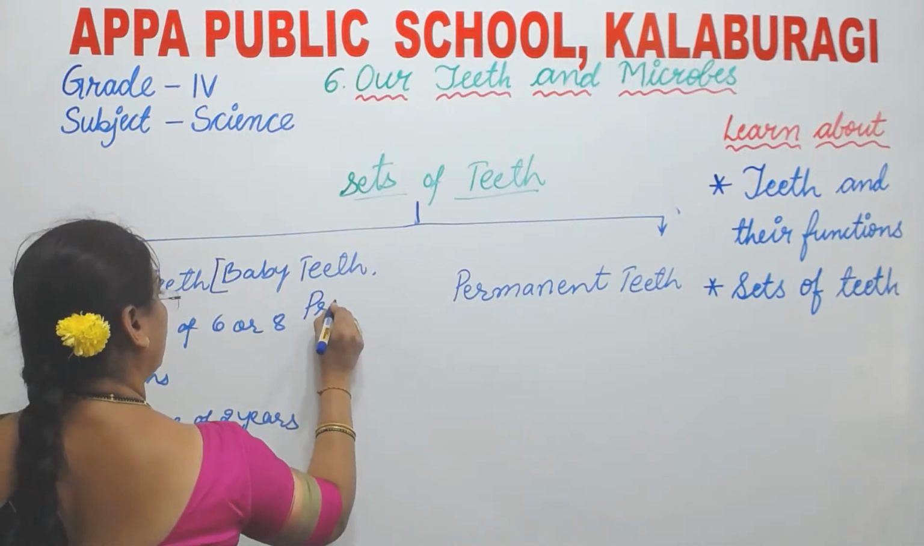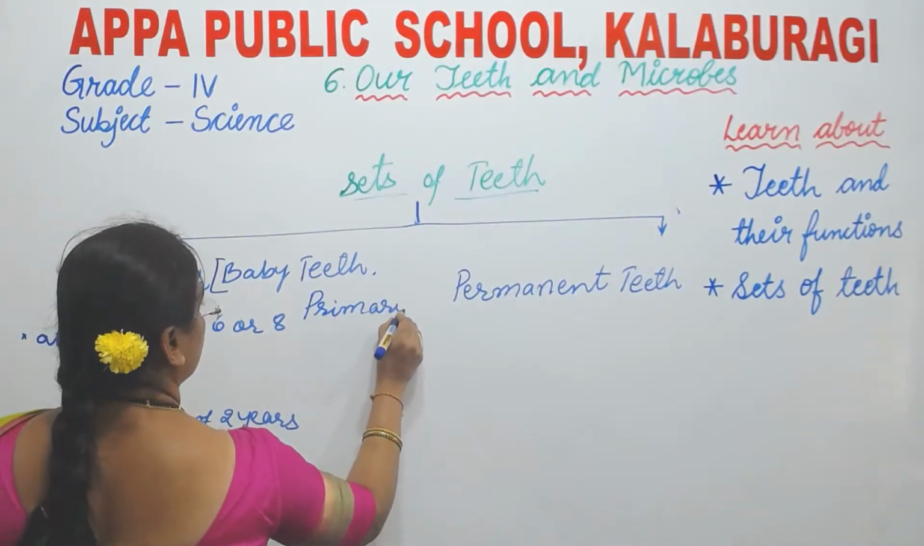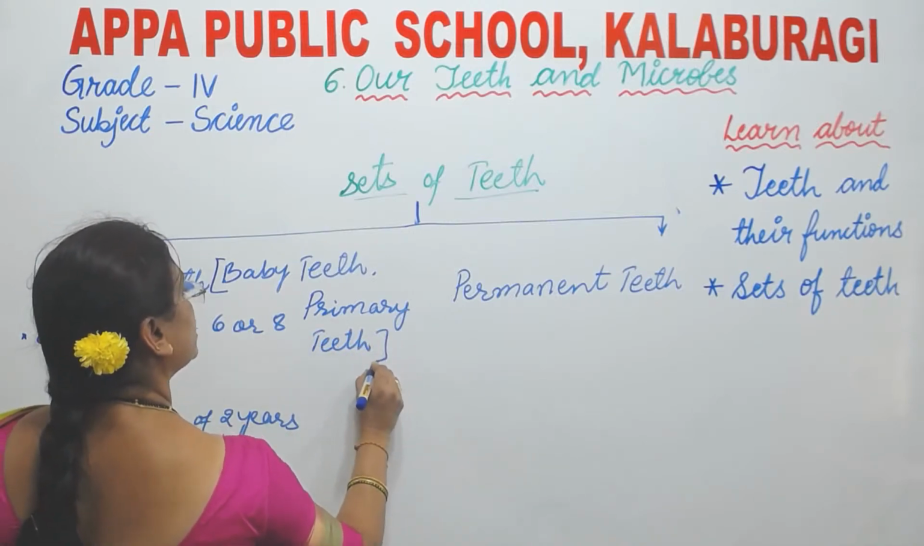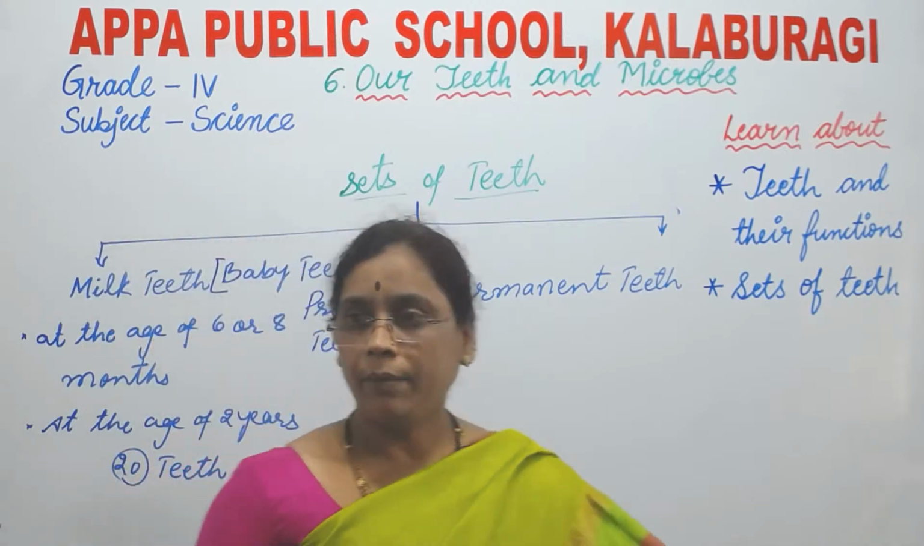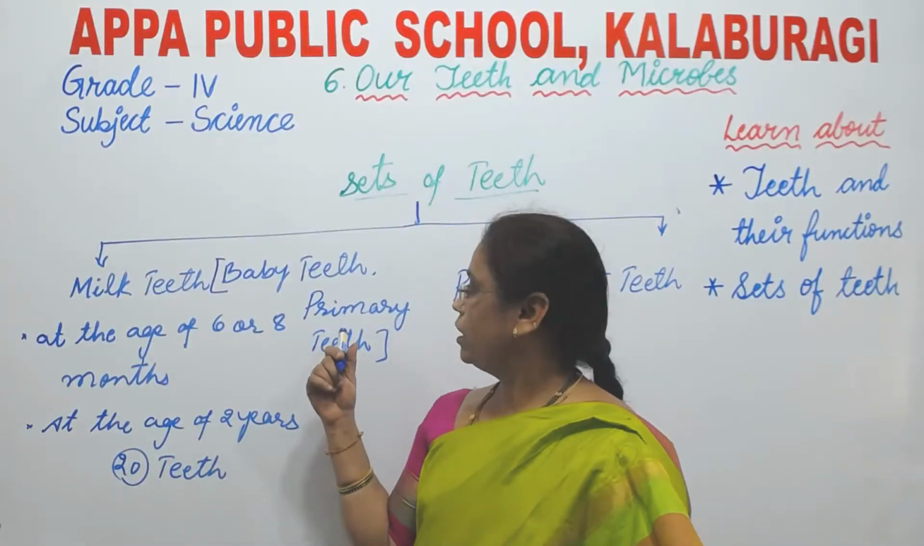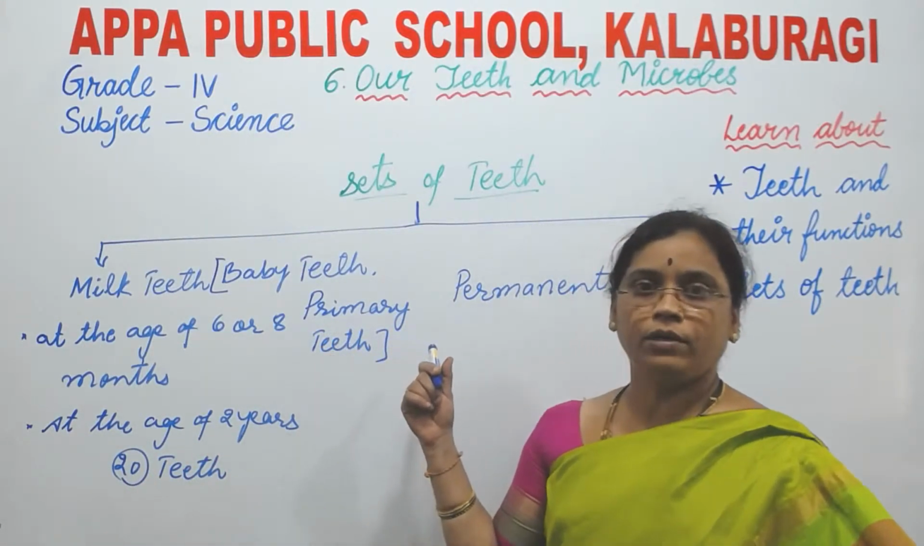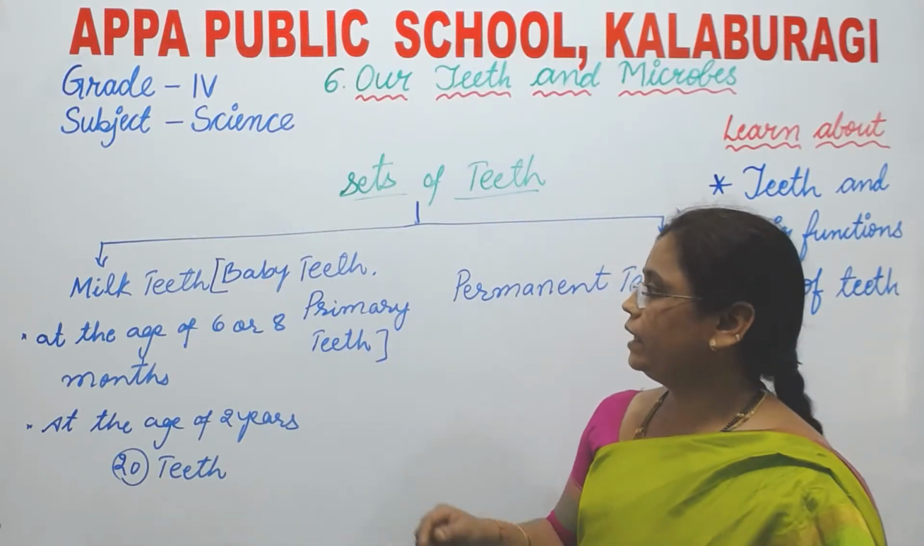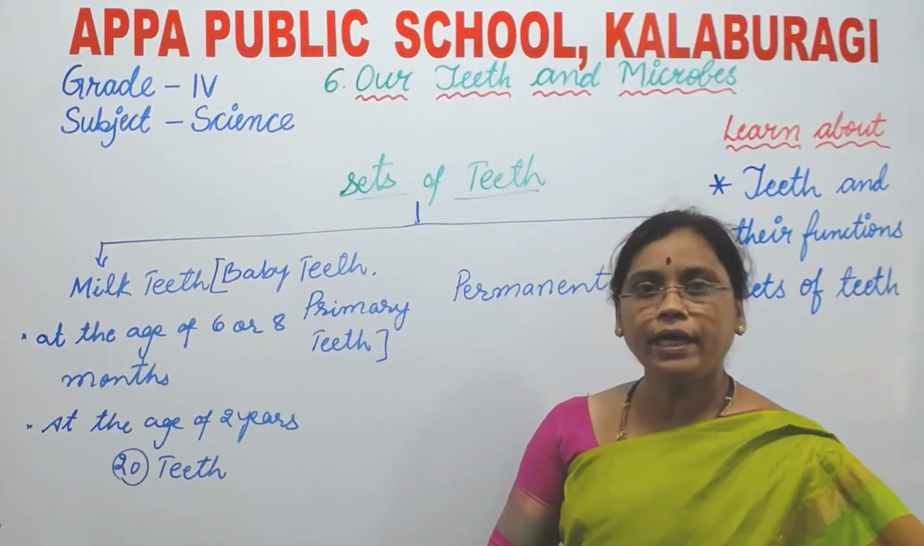What are they called? Primary teeth. Can you guess why they are called primary teeth? Because they appear for the first time in our lifespan. So for that reason, the milk teeth are also known as primary teeth.